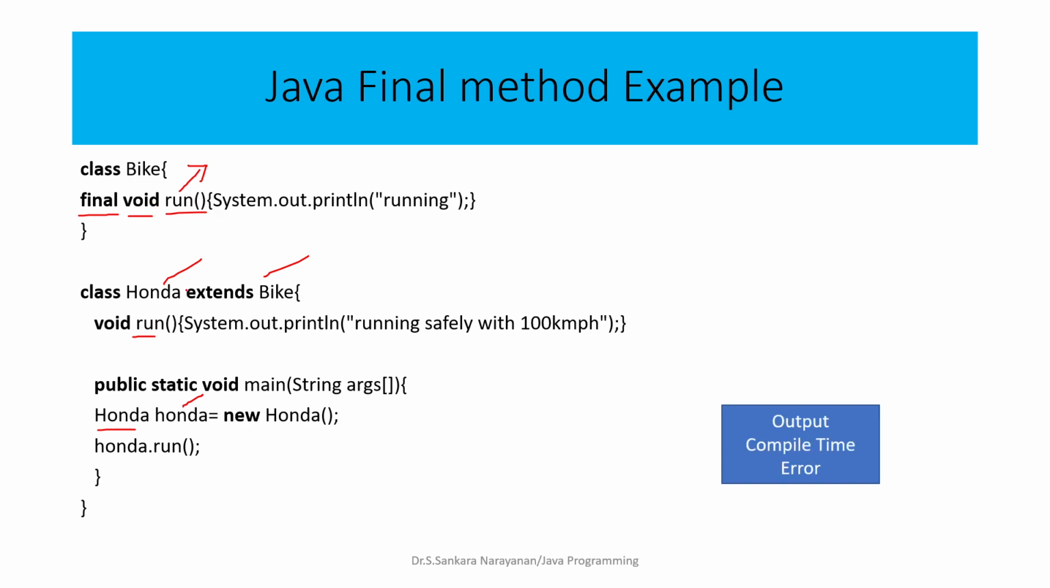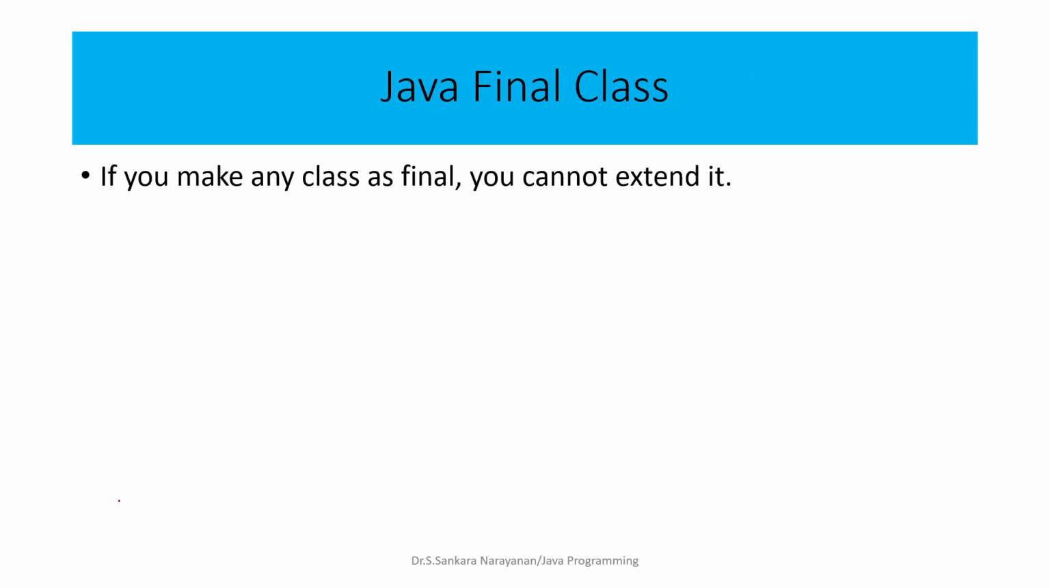Okay, so the next type is a class. Here we are going to declare a class as a final class. If a class is preceded by final, then you cannot extend it. That is, it will prevent inheritance. So we cannot do inheritance whenever the class is declared as a final class.